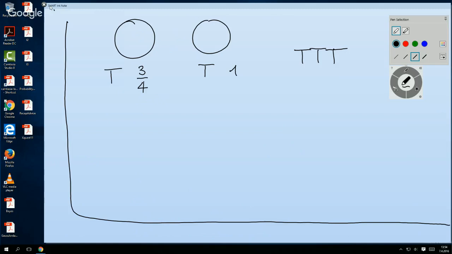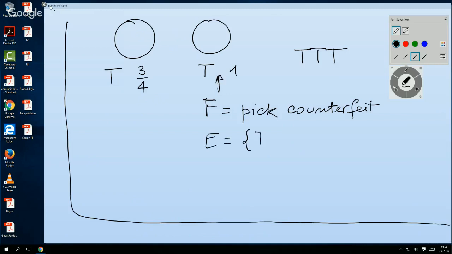What does this smell of? I want to calculate. So F is I picked the counterfeit coin, the one that always comes up tails. E is I got TTT. I want to calculate the probability of having picked the counterfeit coin given that I get tail, tail, tail.